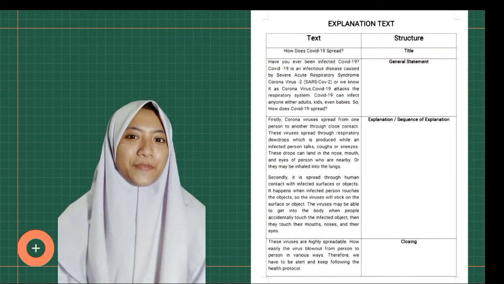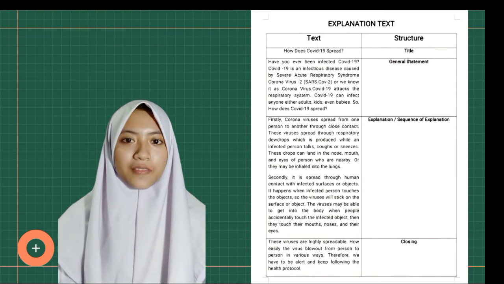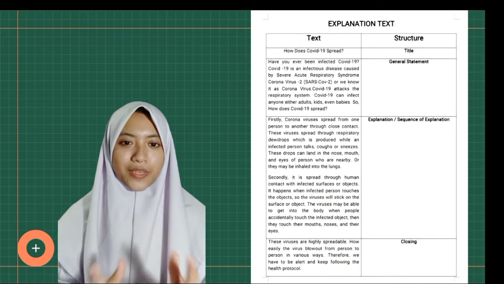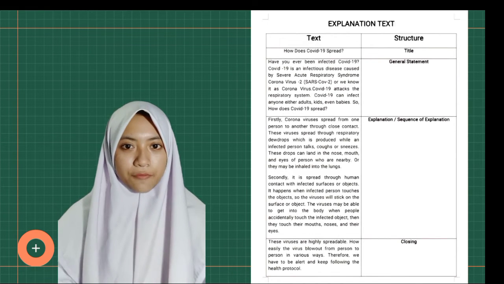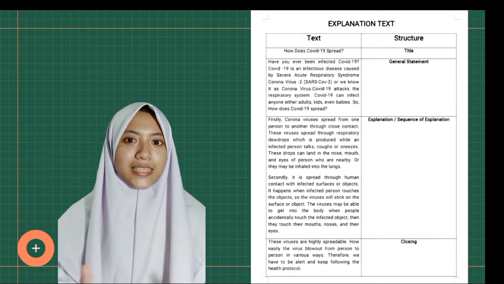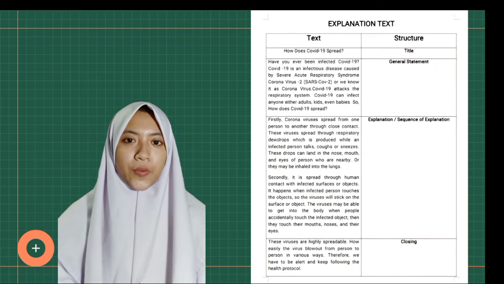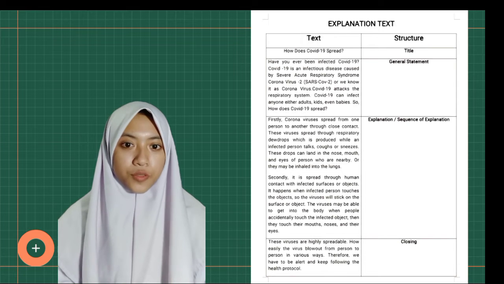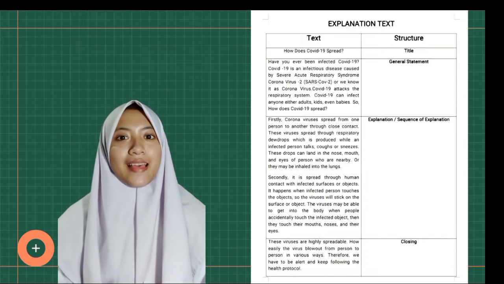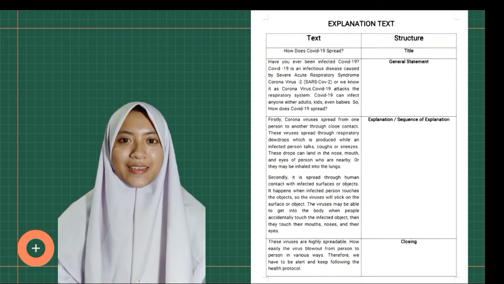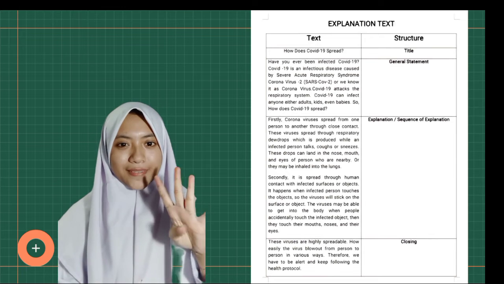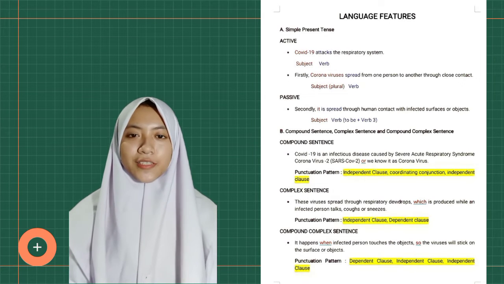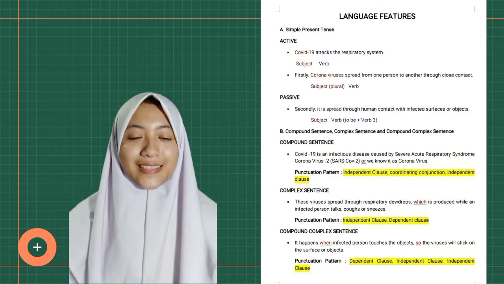Okay, then we will analyze the structure of the text. The first is general statement, we can find on paragraph 1. The second is explanation or sequence of explanation, we can find on paragraph 2 and 3. And the last, closing, we can find on paragraph 4. Okay, after we analyze the structure, now let's analyze the linkage features.